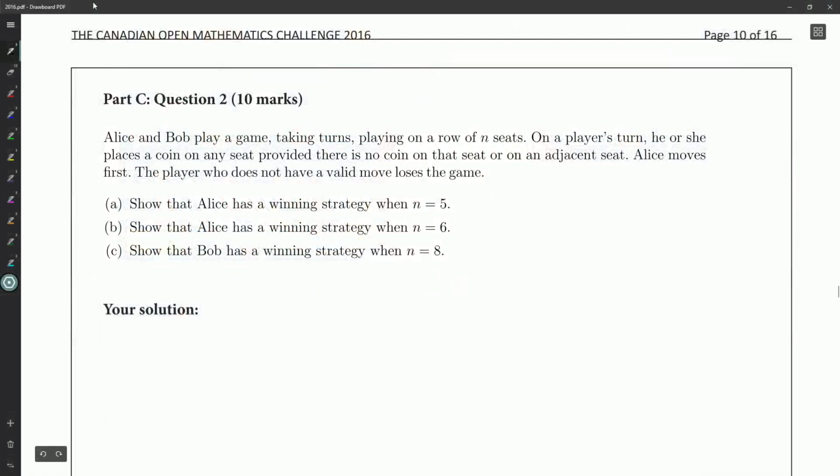Alice and Bob play a game. They take turns. They play on a row of N seats. On a player's turn, he or she places a coin on any seat, provided there is no coin on that seat or on an adjacent seat. Alice moves first. That's usually what happens. The person with the earlier alphabet name goes first. The player who does not have a valid move loses the game. So now we understand the loss condition, and it just keeps going back and forth.